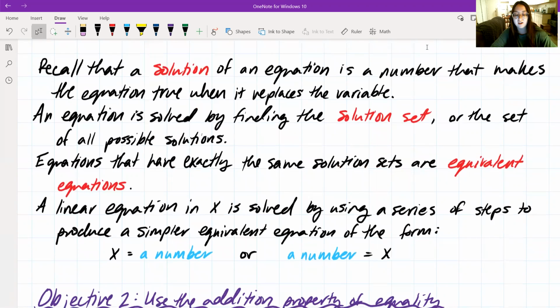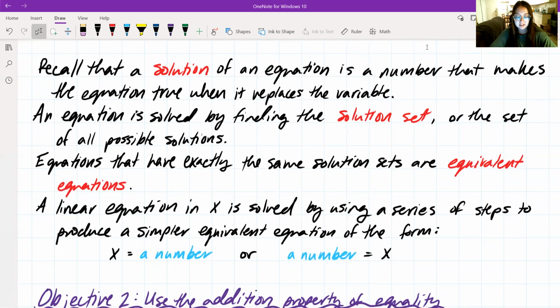Recall that a solution of an equation is just a number that makes the equation true when it replaces the variable. So when we find that solution, it's whatever number we can plug into that variable that would make our statement true. An equation is solved by finding the solution set, or the set of all possible solutions. If your equation only has one solution, then your solution set is that one solution in curly braces.